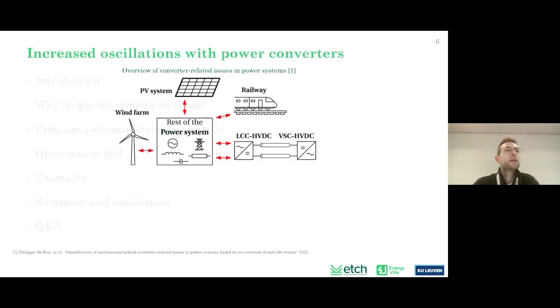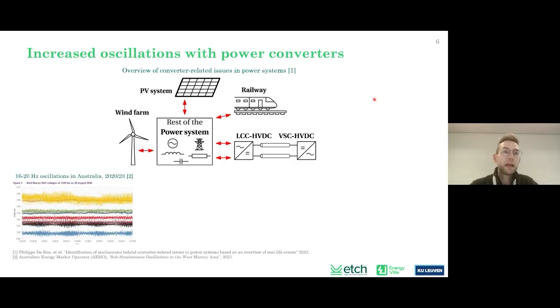Okay, let's start. We have seen increased oscillation in the power systems, and these oscillations started first in the 1990s in railway systems through the proliferation of voltage source converters. Then this phenomenon has been spreading to the whole power system, PV systems. We have been seeing this in wind farm systems, in HVDC systems, and so on and so forth.